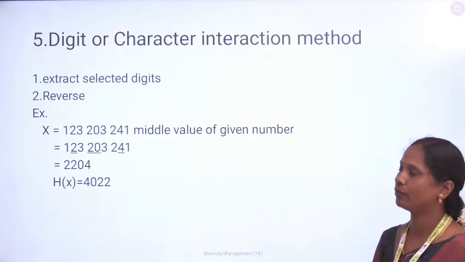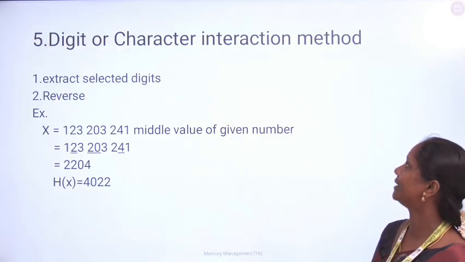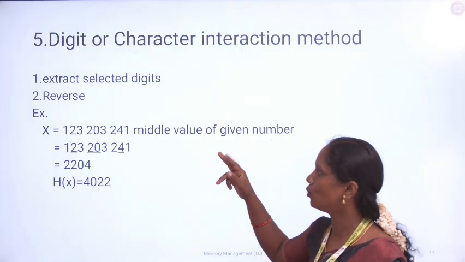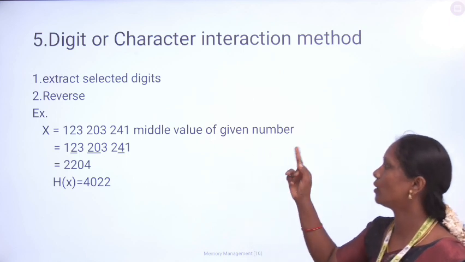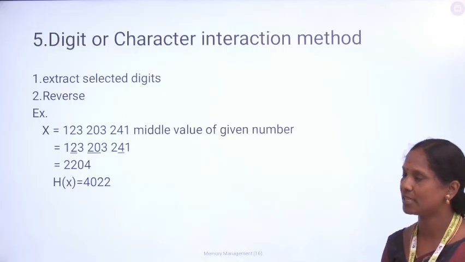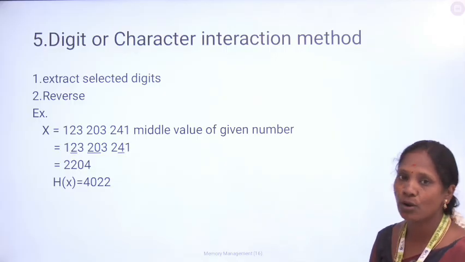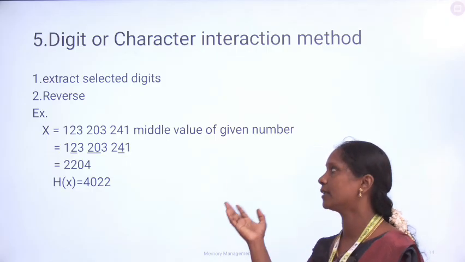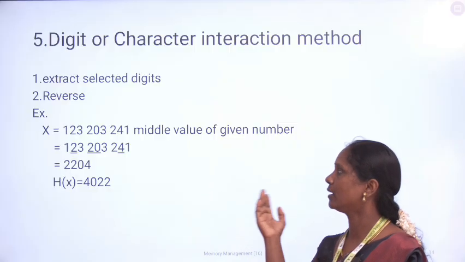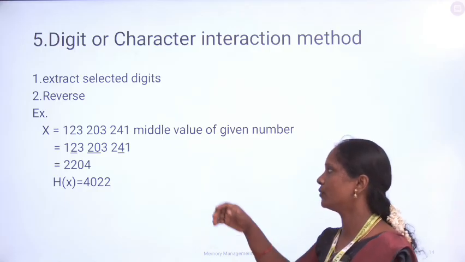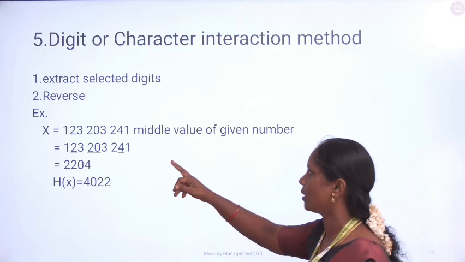And then the fifth one is the digit or character interaction method. Here also we have two methods to find the digit or character interactions. The first one is extract the selected digits, and the second one is reverse. First we take some digits, after that we extract those particular digits, and finally we reverse the final hash key value. So we can take 123, 203, 241.